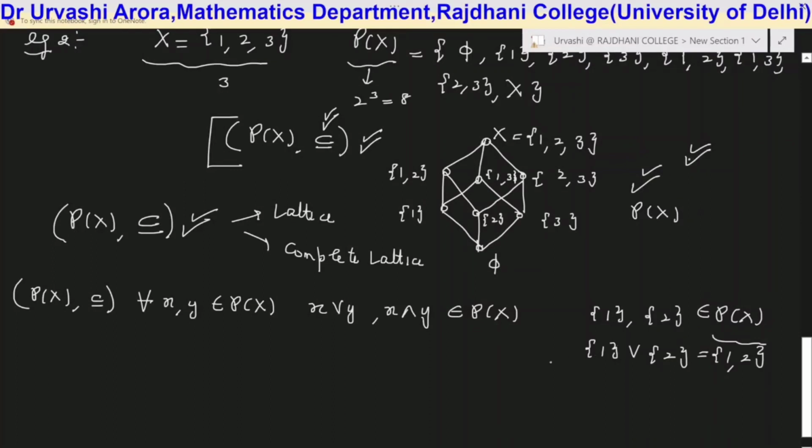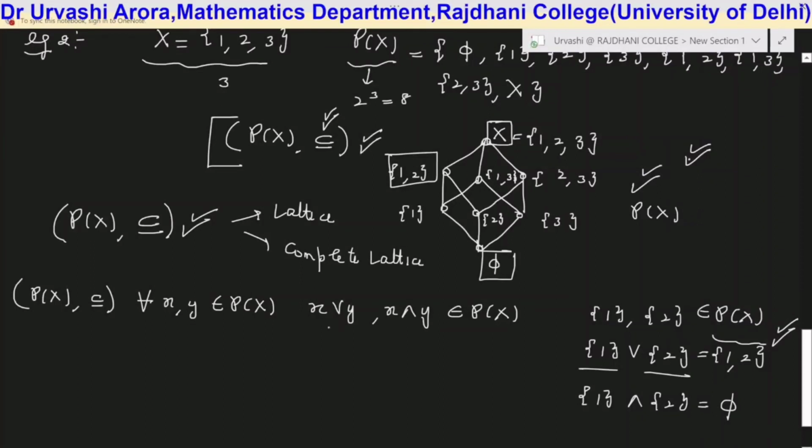There are in fact two upper bounds for these two singletons. One is this element {1,2} and the other is the set X itself, but the least of these two upper bounds is the set {1,2}. So the join of singleton 1 and singleton 2 is {1,2}. If we try to find the meet of {1} and {2}, it is that element which is a lower bound and is the greatest of all lower bounds. The lower bound of {1} and {2} is the empty set, the null set, and this is the only lower bound. So this is the greatest lower bound.